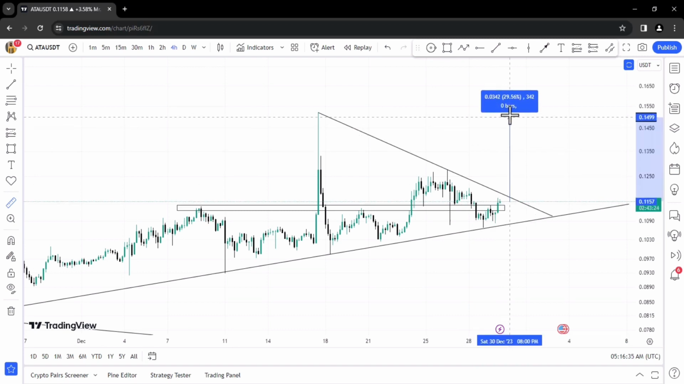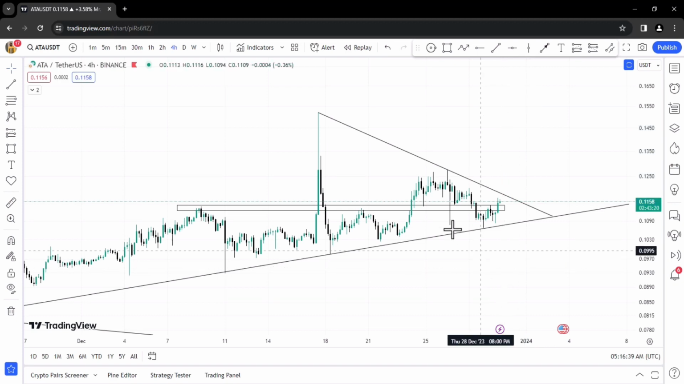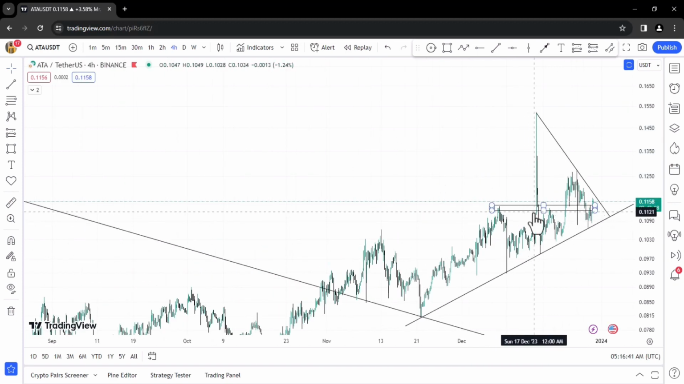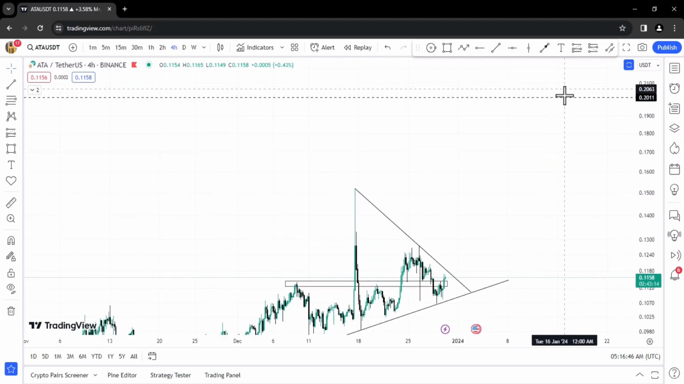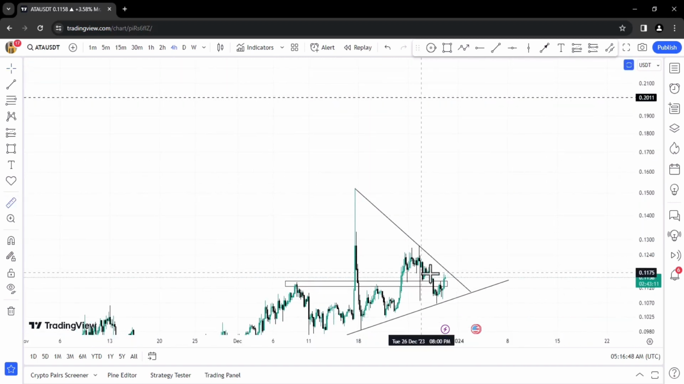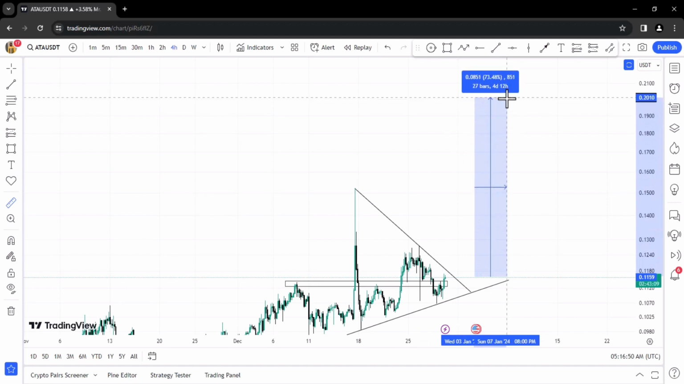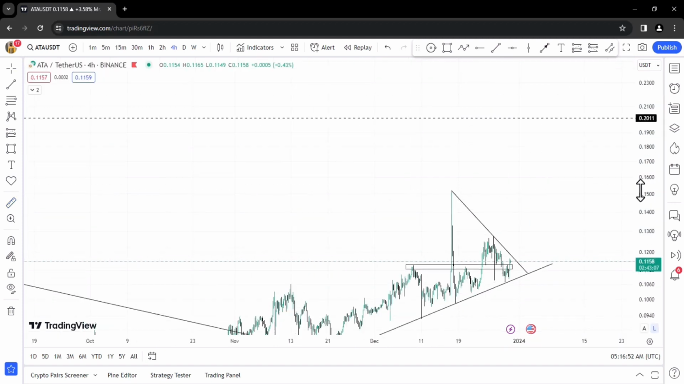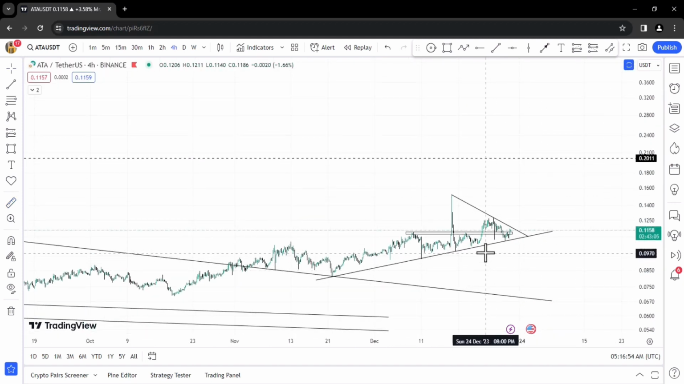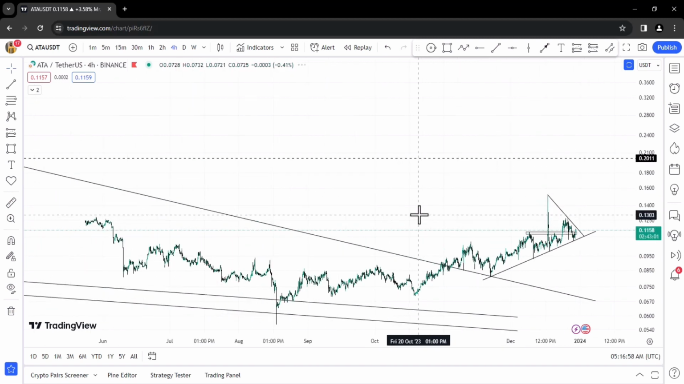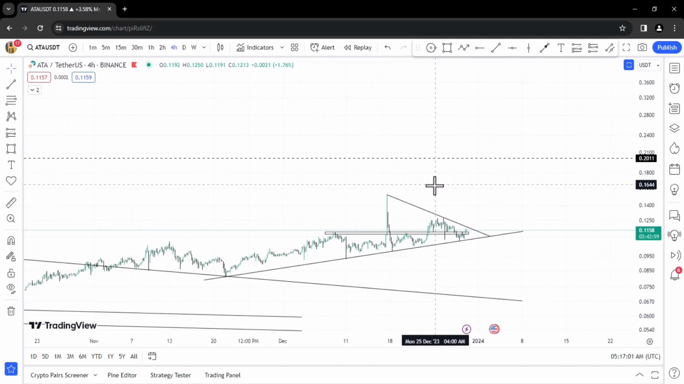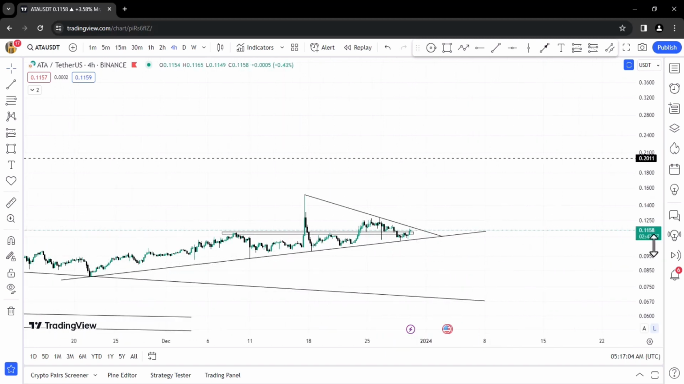So you can wait for breakouts, or you can enter on your spot market and trade. My first target is around 0.20, which should be around 73%. So don't joke with this ATA, right? It's a Web3 project, and it's going to do well in the nearest future. All right, so that's for ATA.